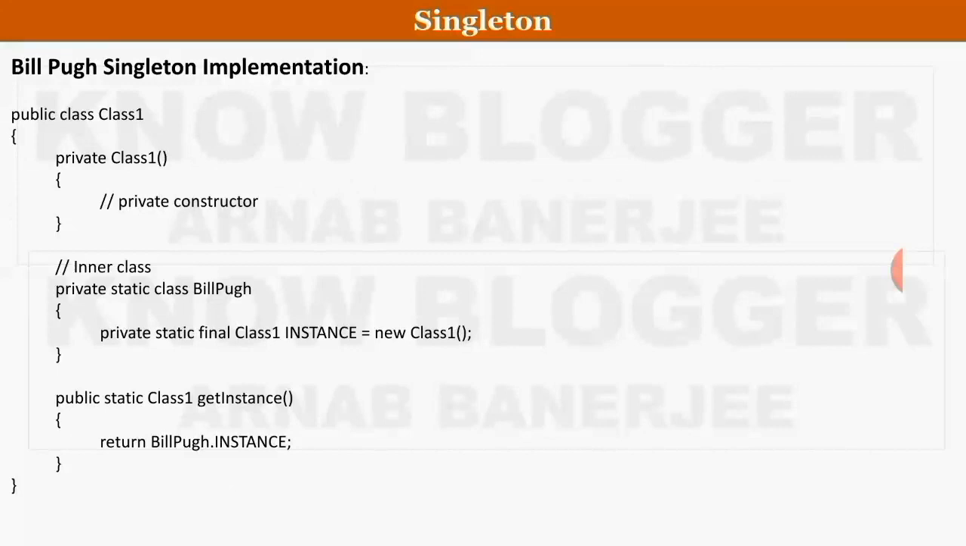You can see the code here. The class name is class1. We are using the private constructor. We have the instance variable which is static and final, and we have the getInstance method which is public static. It is the same as the eager initialization. Just one difference is there. We are using an inner class and we are initializing the instance variable within the inner class.